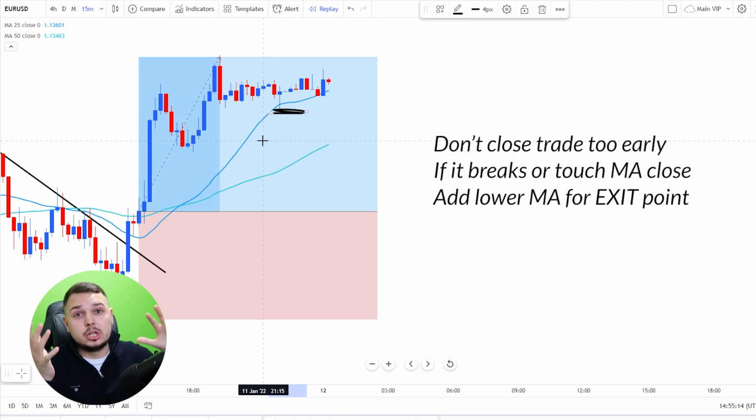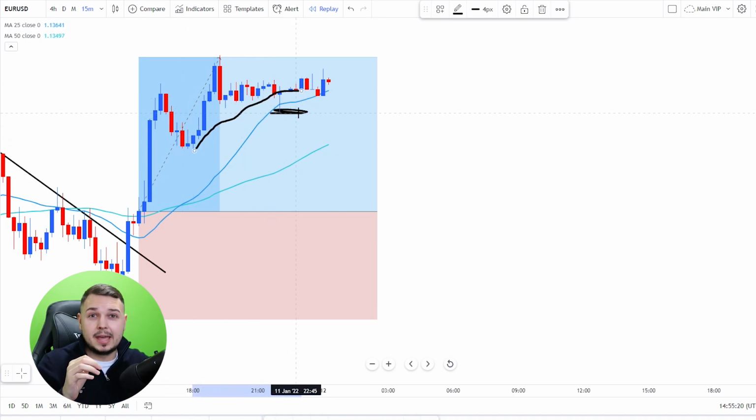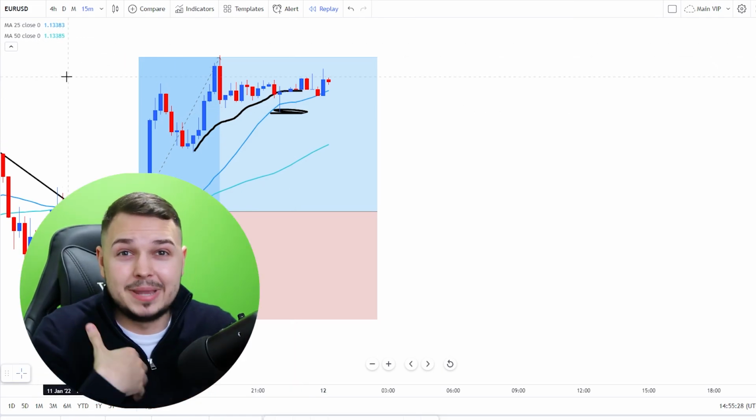You could even potentially open another moving average, close the range a little bit, so if it dips below that moving average, then you close it off and maximize your pip gain this way. This is the best trading way for me, at least.